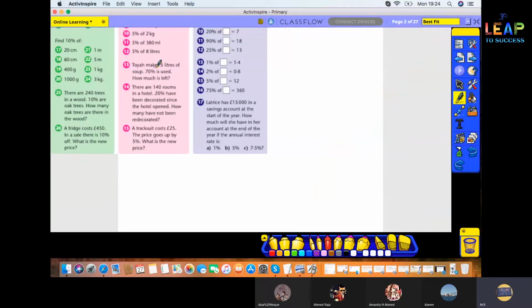The question says, Toya makes 5 liters of soap. 70% is used. How much is left? So the first thing, a good technique, would be to transfer 5 liters into milliliters.